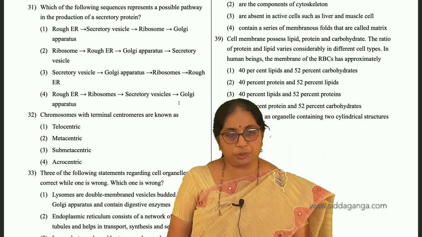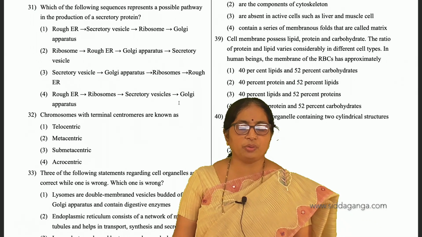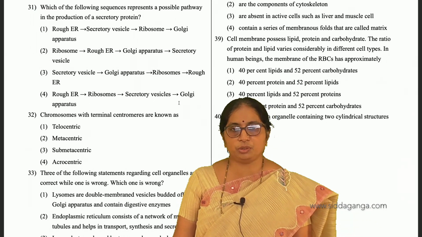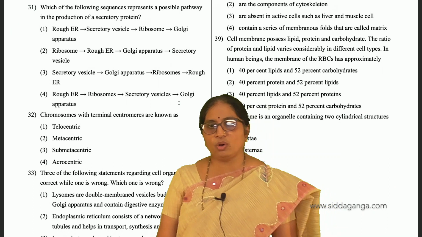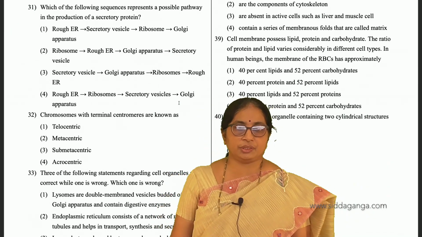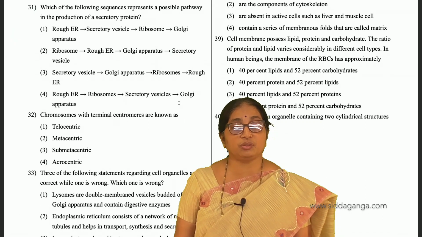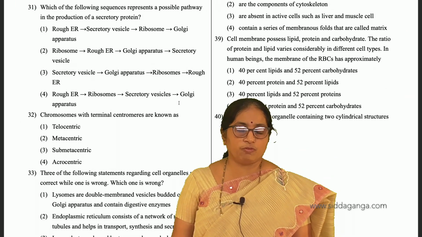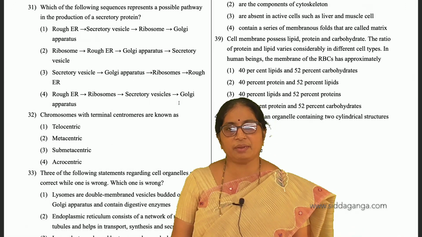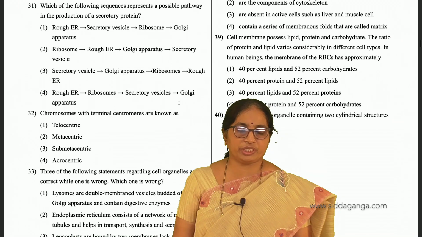So, the right option. Let us look into how a secretory protein is produced. The secretory protein is produced by the ribosomes, which are present on the rough endoplasmic reticulum, and finally they are packed up by the Golgi complex, the Golgi apparatus. So, the ribosomes present on the rough endoplasmic reticulum will produce the protein, which is formed into vesicles and finally packed by the Golgi apparatus. So, option 4 is the right answer for question number 31. Option 4 is the right answer. Next question.